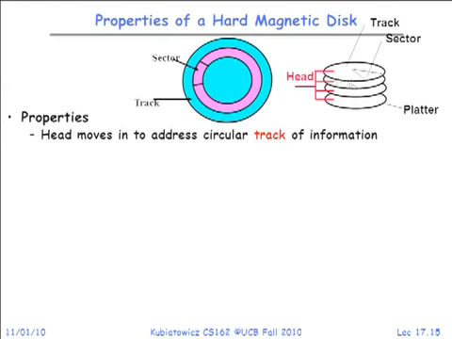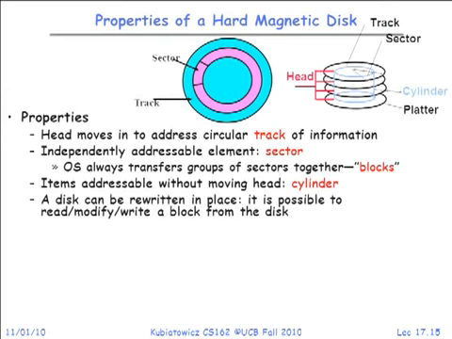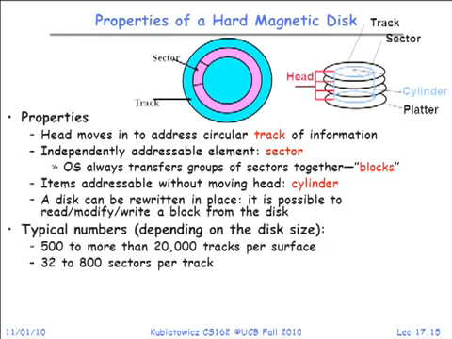Yes, all the cylinders are different sizes. Now, the question you might ask is, are all the cylinders a different number of bytes? That's a different question, and let's hold that question for two more bullets. So some typical numbers: there might be 500 on a low-end disk to more than 20,000 tracks per surface. And when you're talking about a 3.5-inch disk, that's a lot of tracks. There might be 32 to 100 to 800 sectors per track.